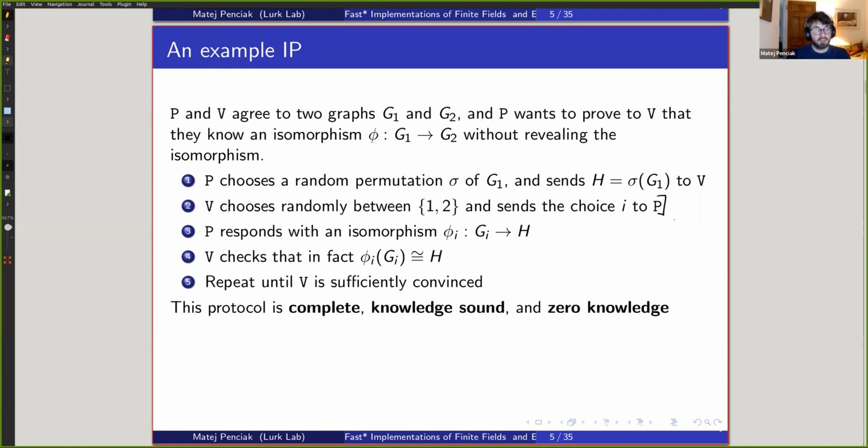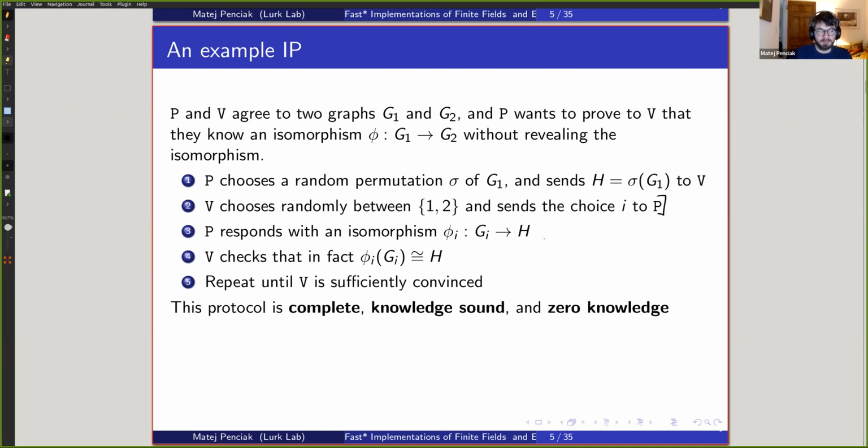See, the graph isomorphism problem is NP-complete. It's thought of as a computationally complicated problem, so it should be difficult for a lying prover to supply a fake proof if they don't already know the isomorphism ahead of time. And finally, it satisfies a property called zero knowledge, which means the verifier learns nothing about phi from the proof that the prover sends over.